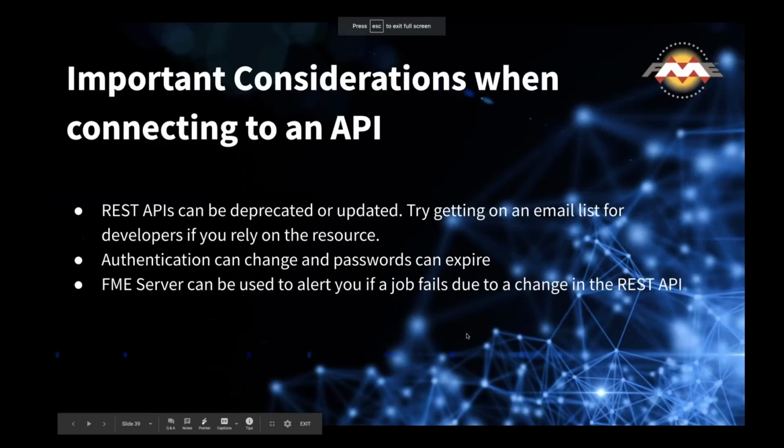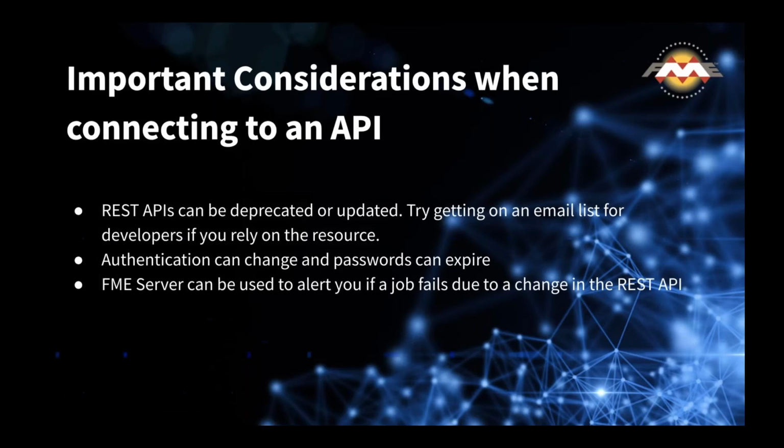So that brings us to the end here. So we've got just a couple of different tips here when you're working with APIs. One thing to consider is REST APIs do tend to change more frequently than your standard data types. So it's always a good idea, if you can, to try to get on an email list for the developers for that API if you rely on the resource, just to know about any updates or changes that may be happening so you can react to those before they break all your jobs.